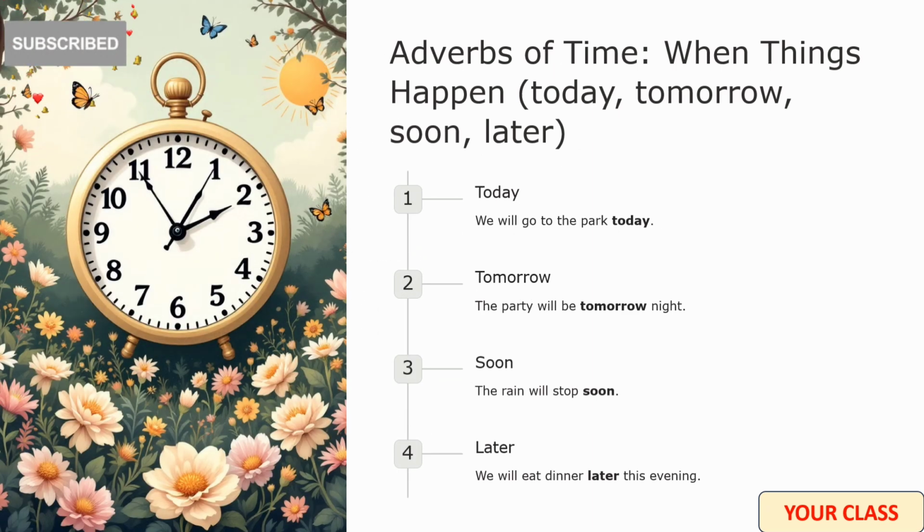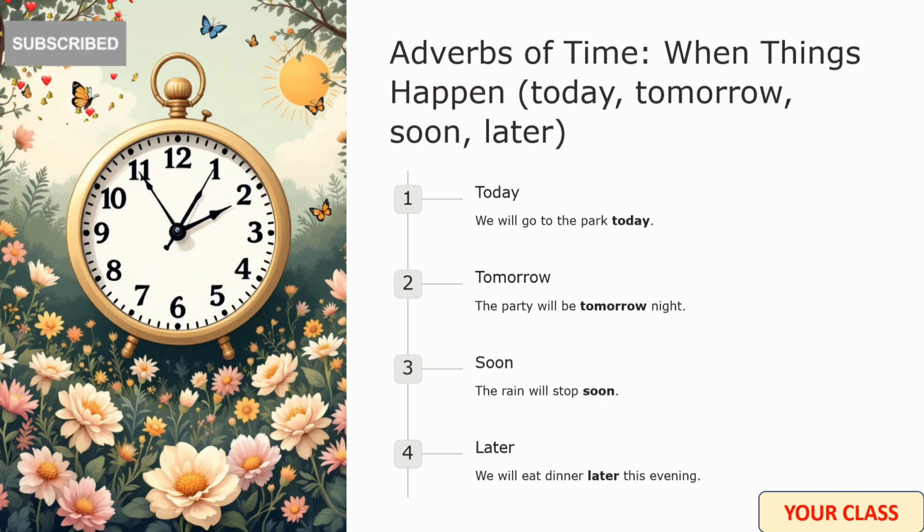Now, let's move on to the next type of adverbs. Adverbs of time: when things happen. Today, tomorrow, soon, later. Today: we will go to the park today. Tomorrow: the party will be tomorrow night. Soon: the train will stop soon. Later: we will eat dinner later this evening.